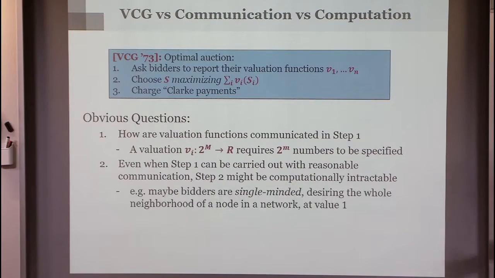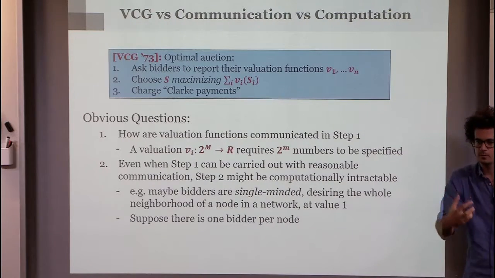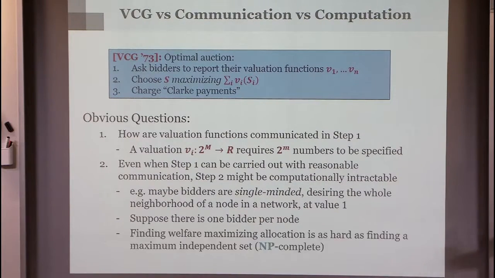A very easy example is maybe bidders are single-minded. Each of them wants to get the whole neighborhood of a node in a graph. And say you have 1 bidder per node of the graph. Now, even if you know the values, you know which neighborhood each bidder wants, choosing the best allocation amounts to solving max independent set. So that's a hard problem, right? So these are the obvious questions that arise when you want to follow this format, right? And sort of like the theme in this talk, at least in the beginning, will be to go around these two obvious problems.